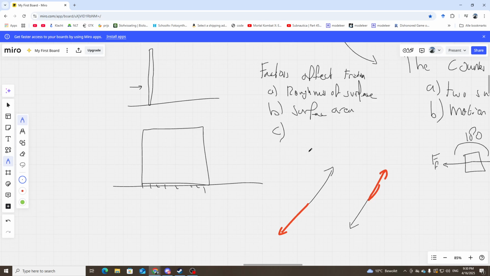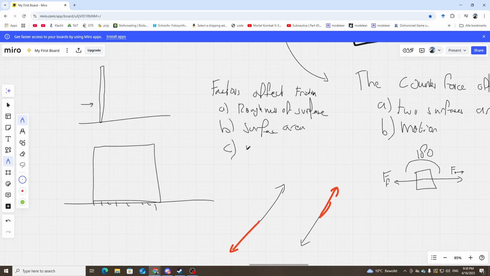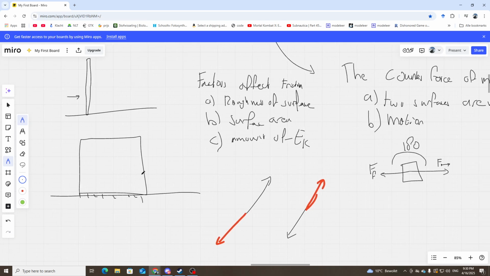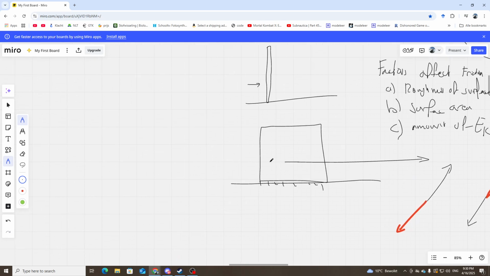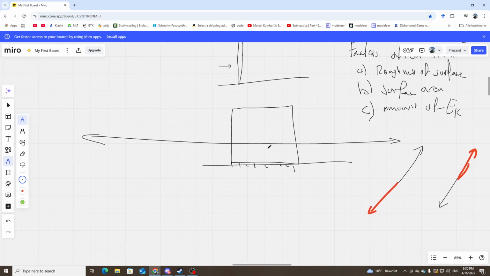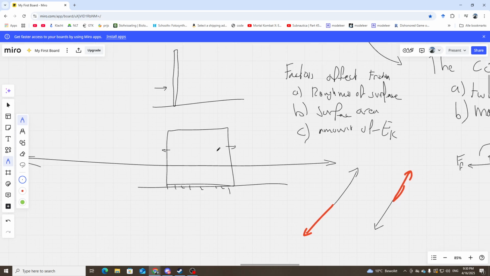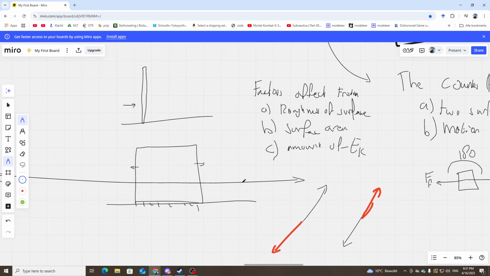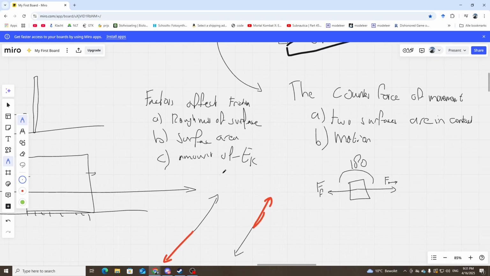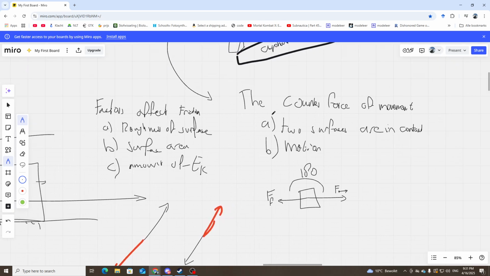C, the last one, is the amount of speed or the amount of kinetic energy. The faster you are moving, the more friction you are experiencing. If you are just moving a little bit, you will also just experience a little bit of kinetic friction. So the faster you're moving, the more you are interacting with your surface and the larger the amount of friction you have. So friction is the counter force of movement.